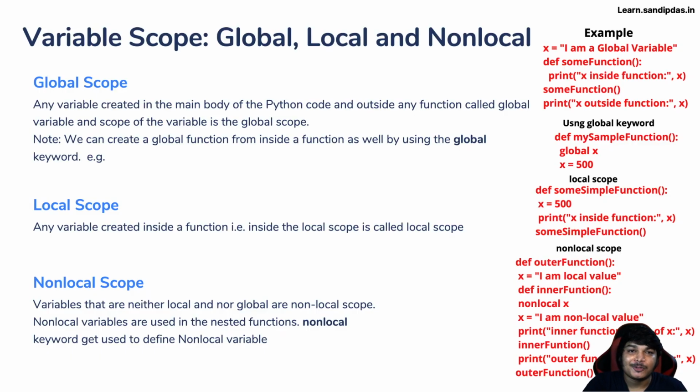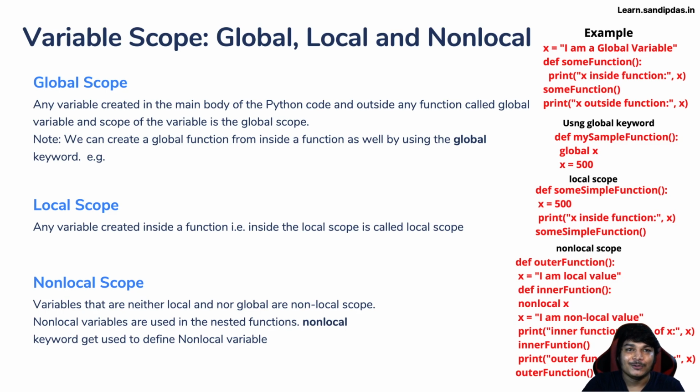Now let's talk about the variable scope. There are three types of variable scope available: global, local and non-local. Now let's learn about each of these. The first one is the global scope. Any variable that is created inside the main body of the Python code but outside of any function is called a global variable, and the scope of this global variable is a global scope.